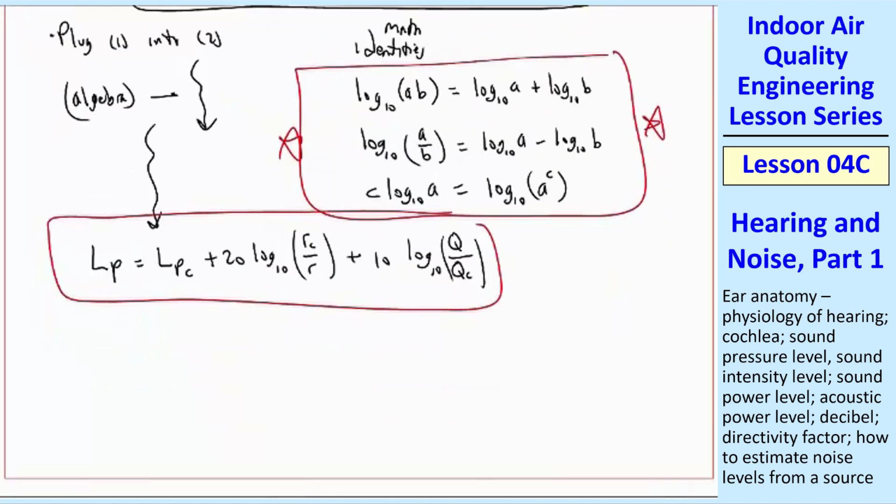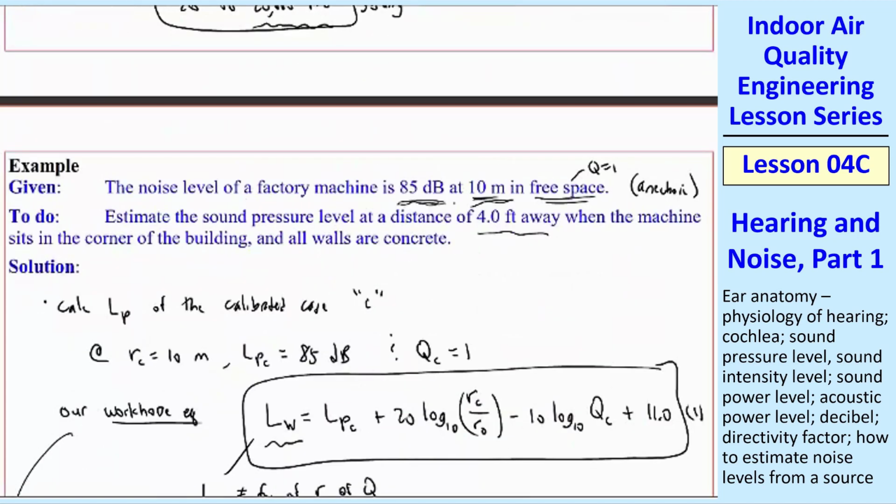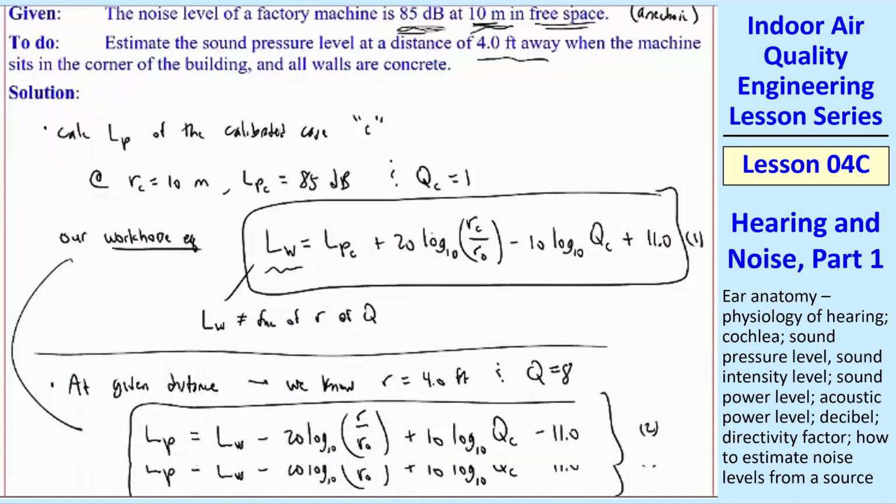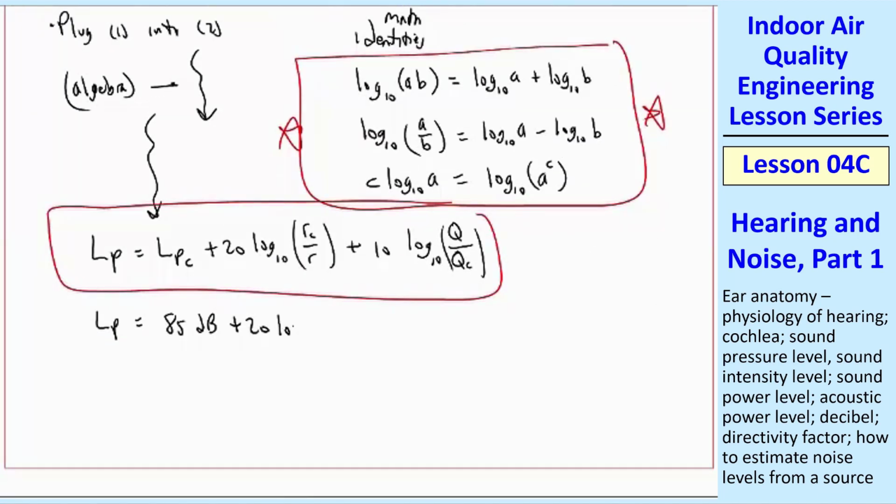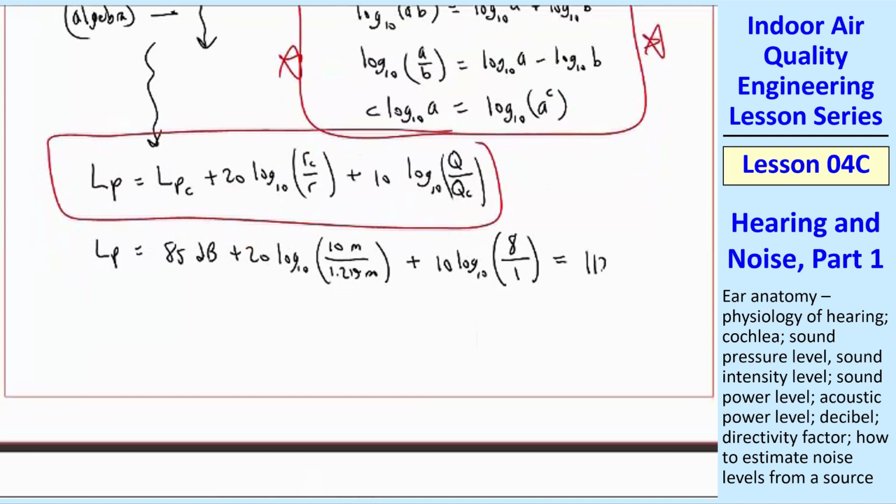When we plug in the numbers, we get LP equal, remember the given value of the machine was 85 dB at 10 meters in free space. So 20 log10 RC was 10 meters and R was 4 feet. So we convert that to meters. We add the 10, these are all log10s of Q. The actual Q is 8 where we're hearing this, and QC for free space was 1. And this turns out to be 112.3 dB. Generally, we round to the nearest dB. My answer would be 112 dB.